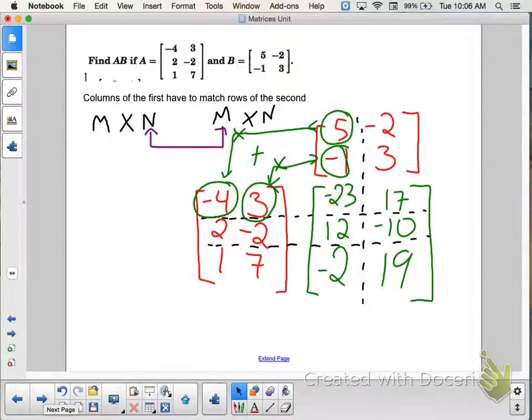And your table can help you figure out which elements you're putting together. So whichever ones are in the same part of the table will tell you which elements to put together, which ones to multiply, and then how to add those as well.